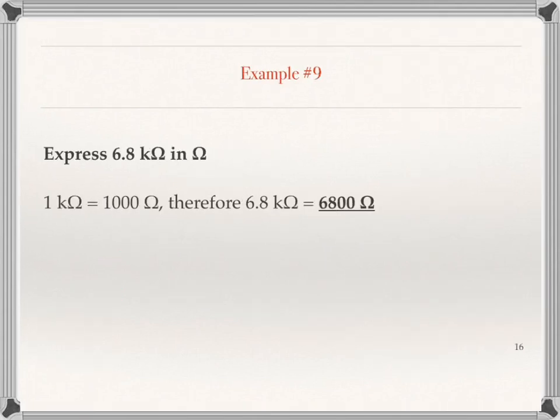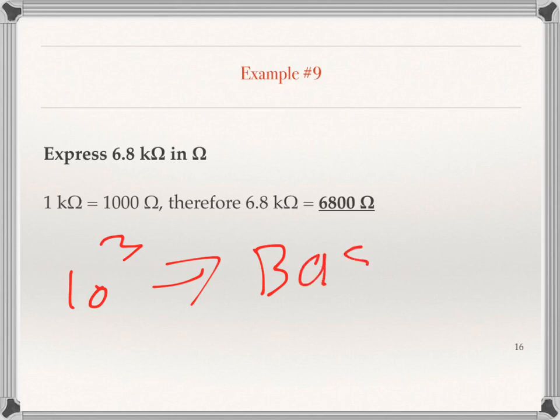Example 9, we're going from k ohms, which is 10 to the plus 3, to the base unit of ohms. So therefore move the decimal 3 places to get 6,800 ohms.